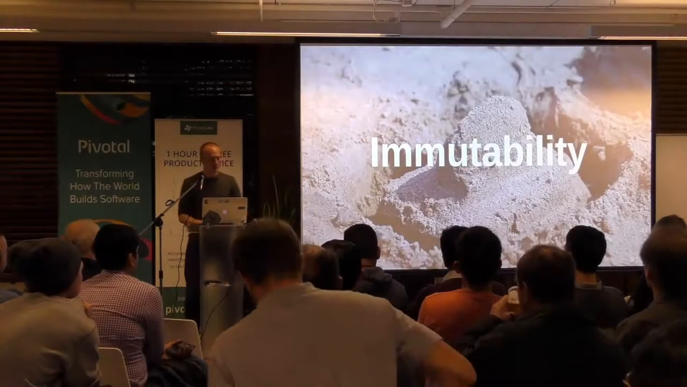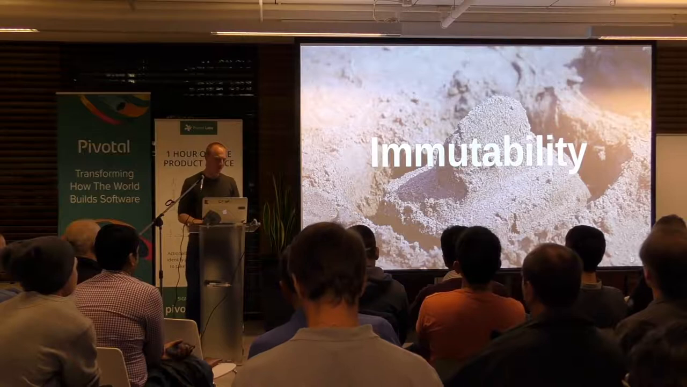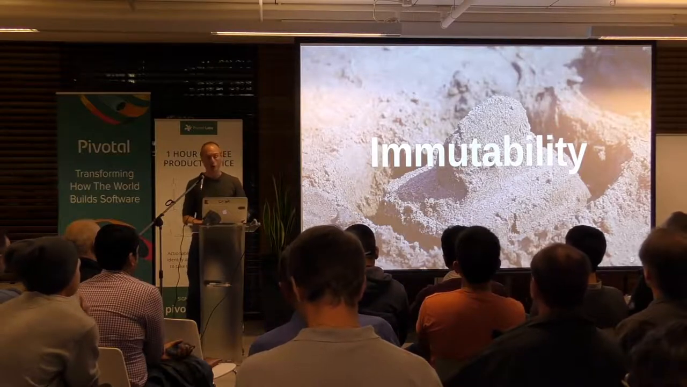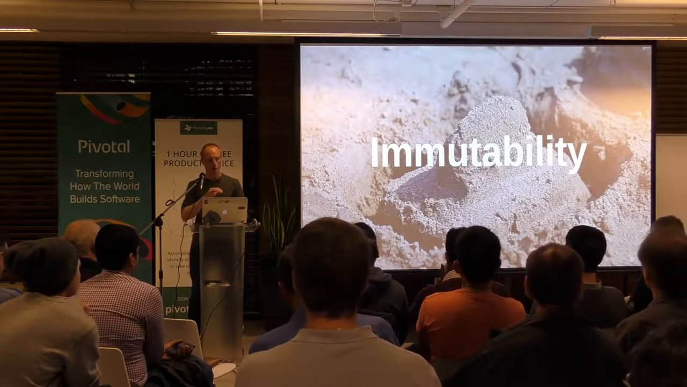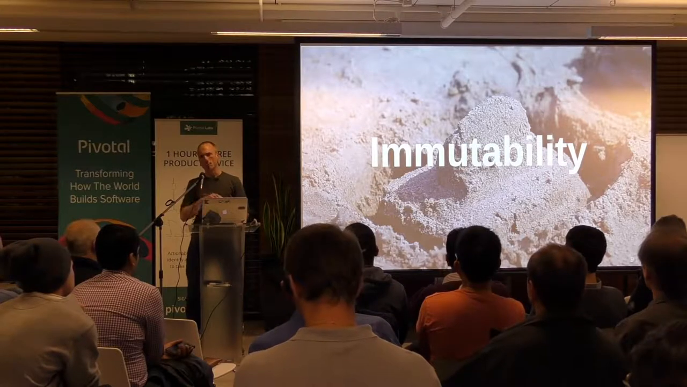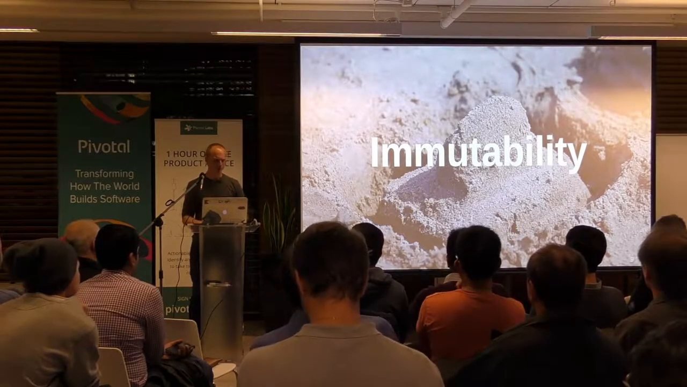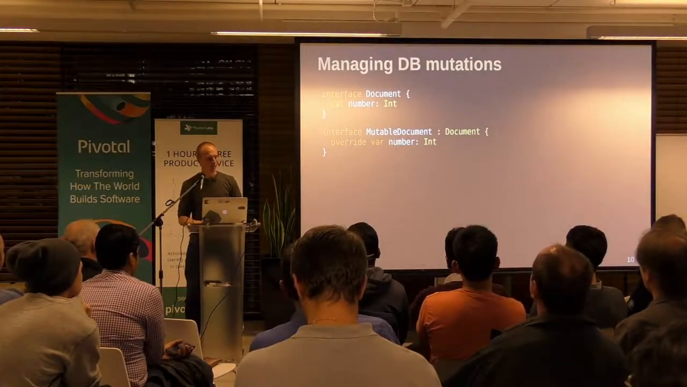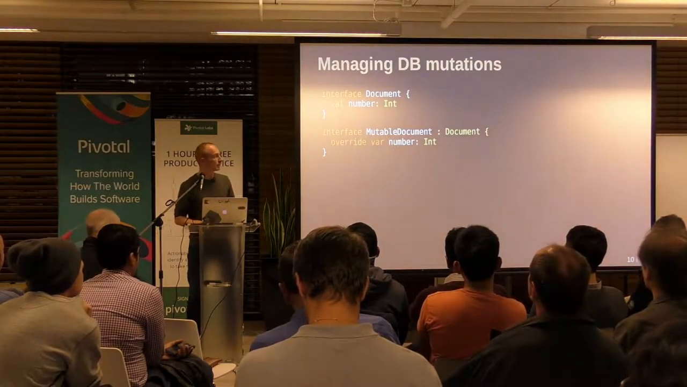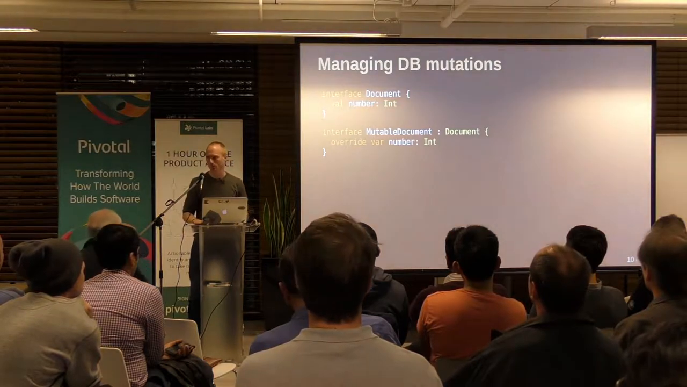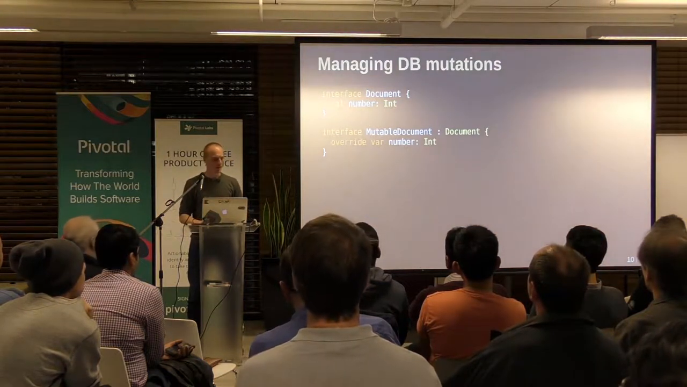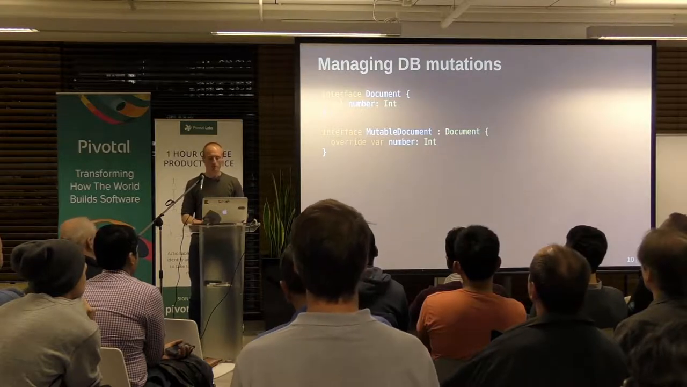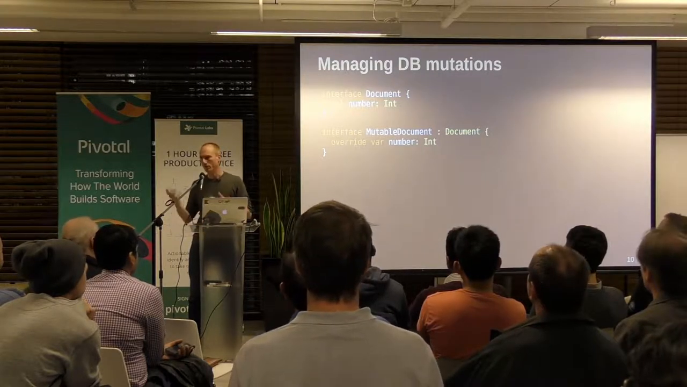Another thing we use a lot is the mutability and immutability distinction in Kotlin. We have our own ORM layer on top of Realm, which is a database. So all our objects are immutable by default. If you query an object, you get an immutable interface back. And then we define a mutable version of that object as well. But you can never retrieve the mutable version.